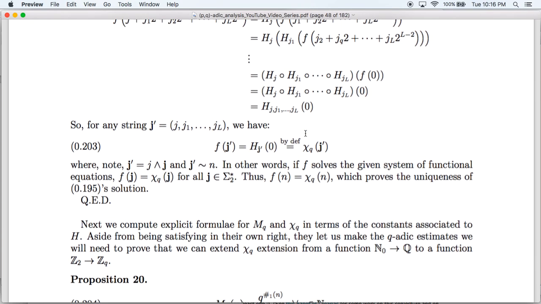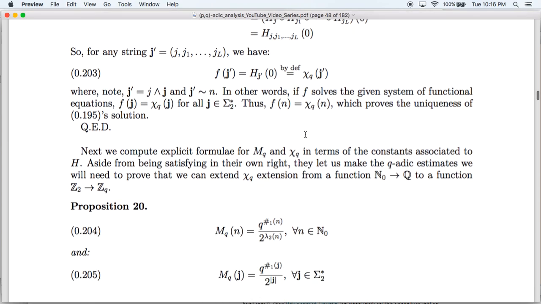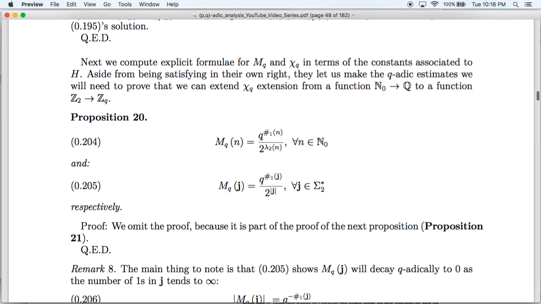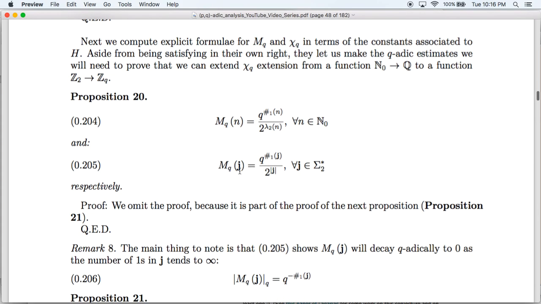Aside from being satisfying in their own right, they let us make the q-adic estimates we will need in order to prove that chi-q can be extended from a function from N0 to Zq to a function from the 2-adic integers to the q-adic integers. Specifically, mq of n is q to the number of 1s in n over 2 to the number of bits of n, and mq of bold j is q to the number of 1s in j over 2 to the length of j. I omit the proof because this proof is going to be in the next proposition.